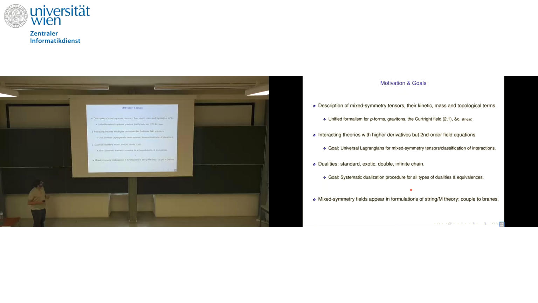And the third thing regards dualities. Dualities here is a word that I use in a more general sense. Apart from the standard electric-magnetic duality that we know between P-forms and (D minus P minus 2)-forms, there are also possibly dualities for the graviton. There is this so-called double duality for the graviton. There are also exotic dualities, and there has even been an argument that there are infinite ways to represent a particular degree of freedom in terms of covariant tensors. So the goal here is to understand the systematic dualization procedure for all these types of dualities and maybe equivalences, because sometimes this duality is not a real duality. I will discuss this towards the end of my talk.